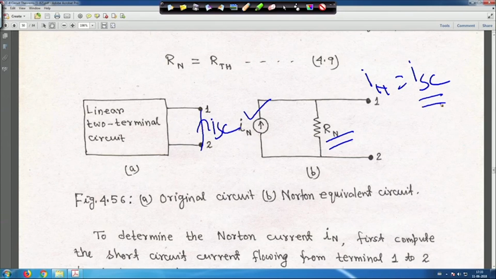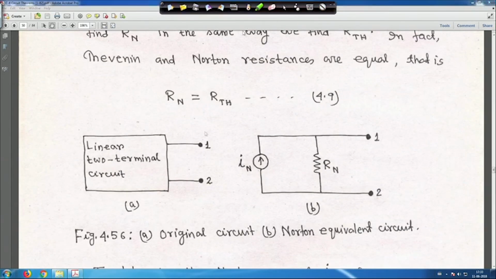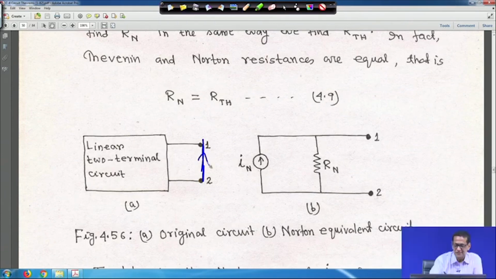So, in this case what we have to find out is the short circuit current, and then the Thevenin resistance, and the Thevenin Norton resistance and current source will both be in parallel. In the case of Thevenin it was open circuit; in the case of Norton it will be short circuit. We find the short circuit current ISC, which is equal to I Norton, and R Norton is identical to R Thevenin.